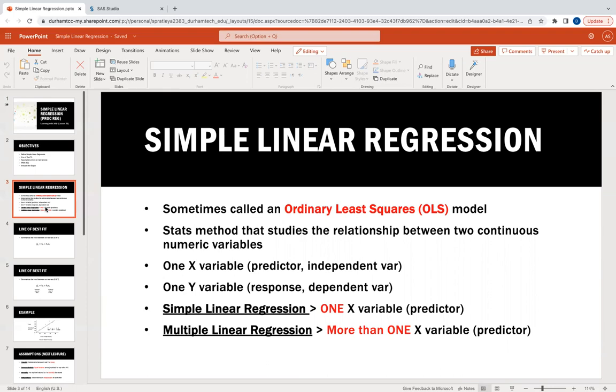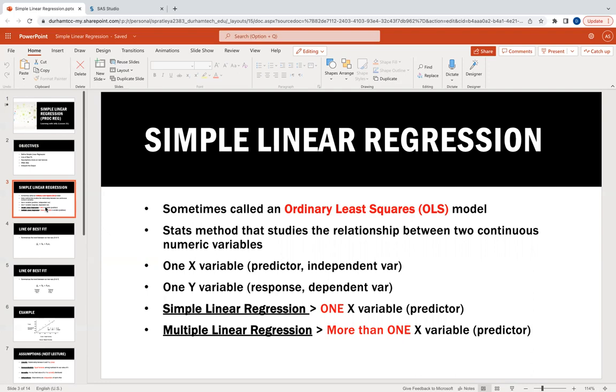It is a statistical method used to study the relationship between two continuous numeric variables. Now, it's very, very important that the two variables are continuous and numeric, or better yet, numeric in nature. So for instance, if you have a categorical variable that you're trying to use for a linear regression, you need to one hot encode that, create dummy variables, whatever the case may be. We're going to look at that in a future lecture, but keep in mind that the inputs into this model have to be numeric and the output also has to be numeric.